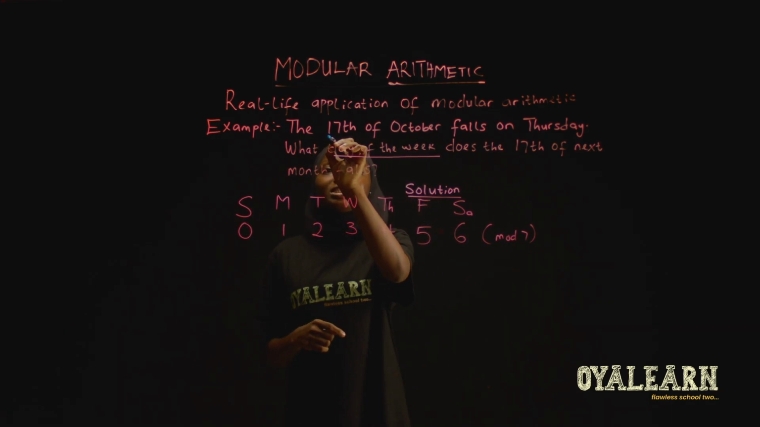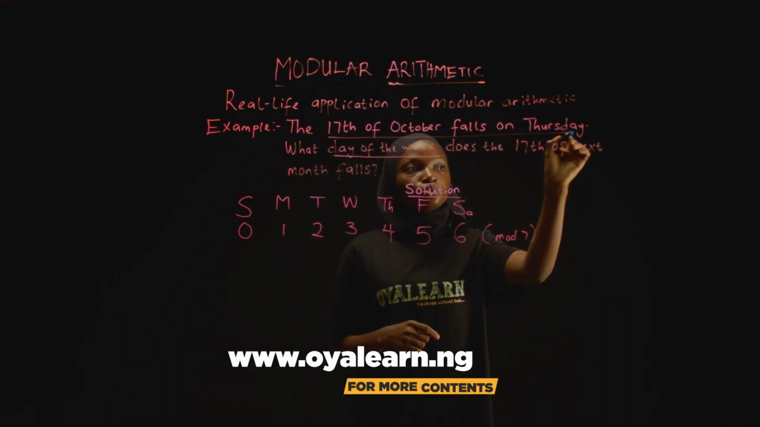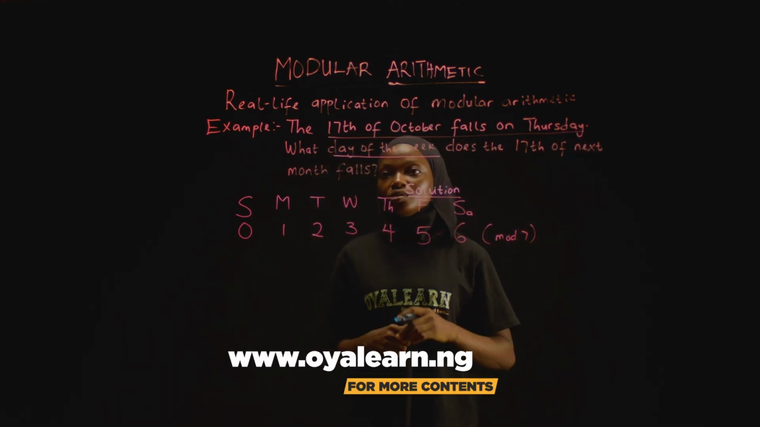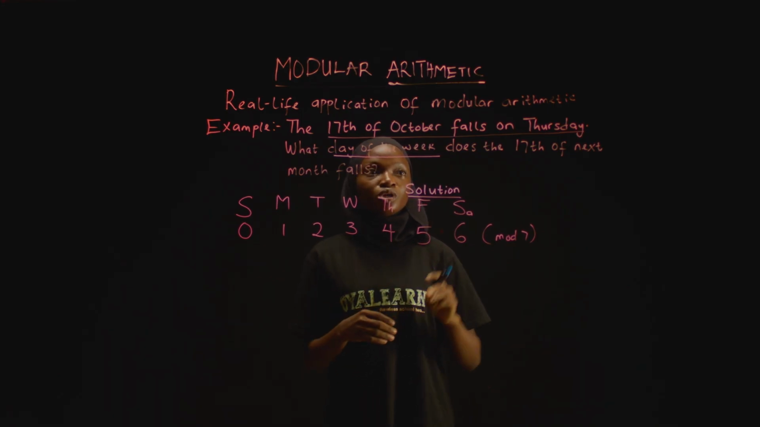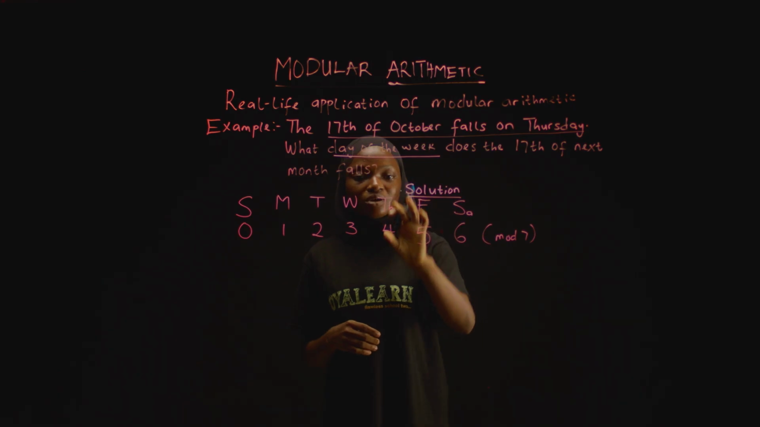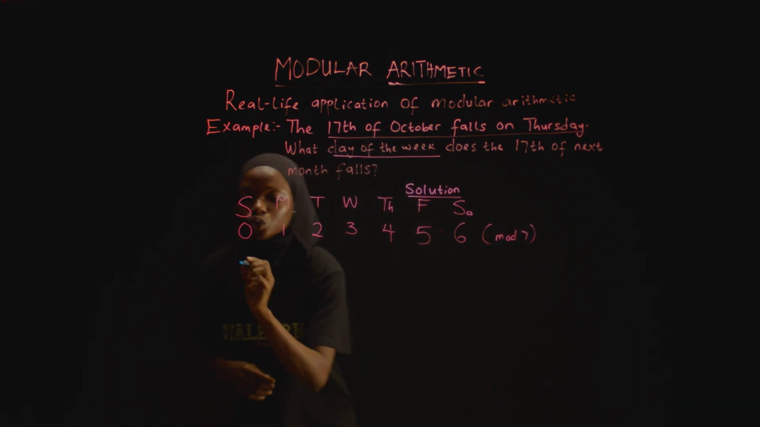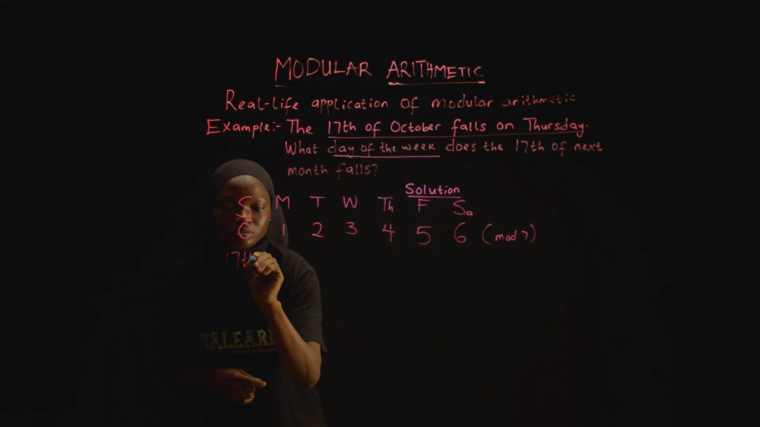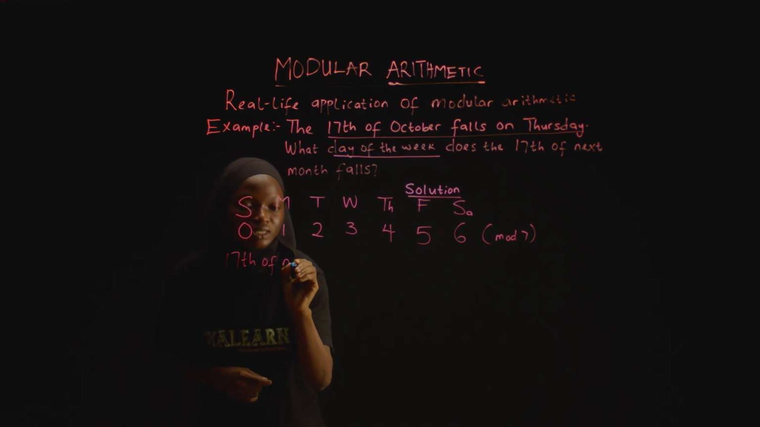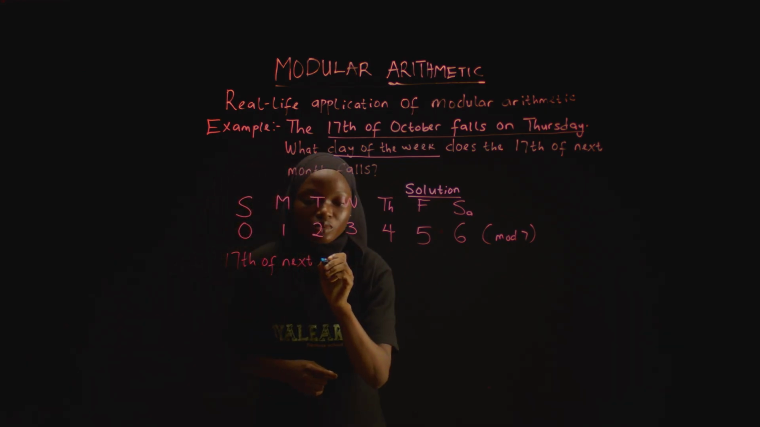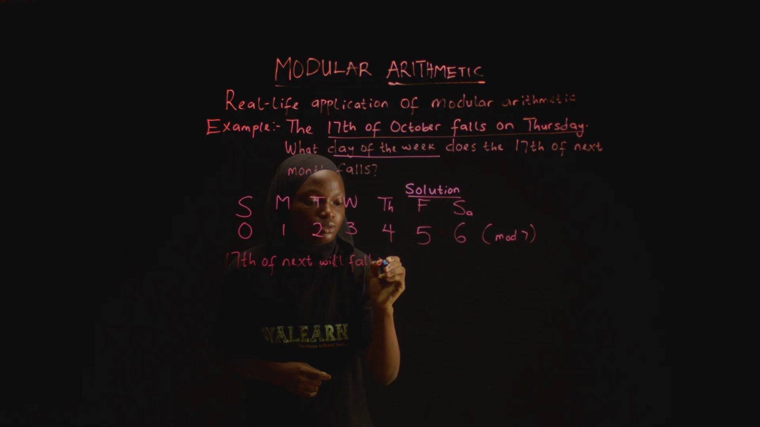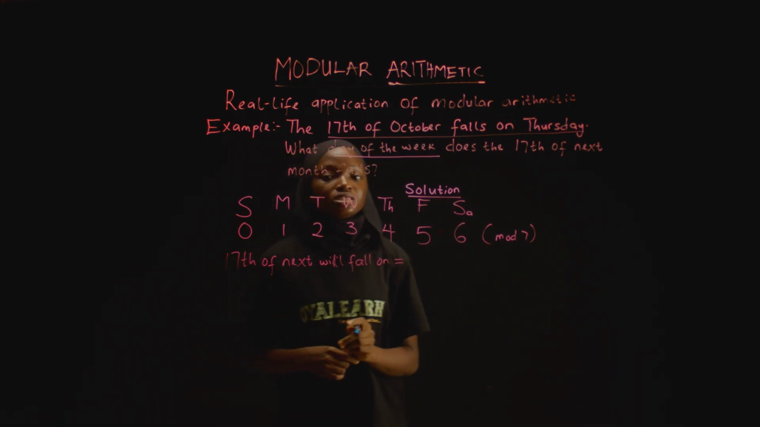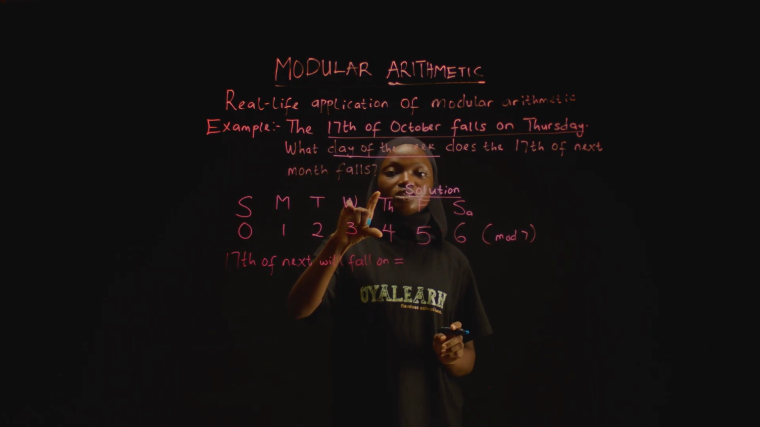Now here, we are given the 17th of October falls on Thursday. So we start from there. To figure out the day of the week the 17th of the next month falls, we pick Thursday. Thursday represents 4 in this mod 7. Now we have to calculate this, starting with this Thursday for the 17th of October.